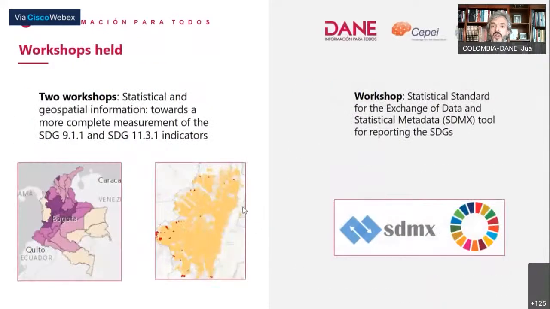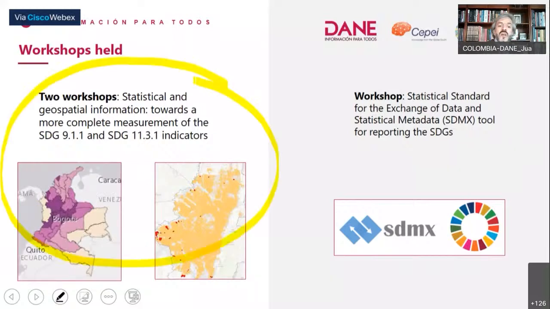In this willingness to collaborate and to develop capabilities as regards the SDG indicators framework implementation, we've been developing several workshops together with CEPEI and the Global Partnership for Sustainable Development Data. The first family of workshops that you might see on my screen is the integration of statistical and geospatial information in order to advance in the complete measurement of SDG indicator 9.1.1 and SDG indicator 11.3.1. The first one is related to the measurement of the distance of rural population to a highway or a transport means with less than 2 kilometers.